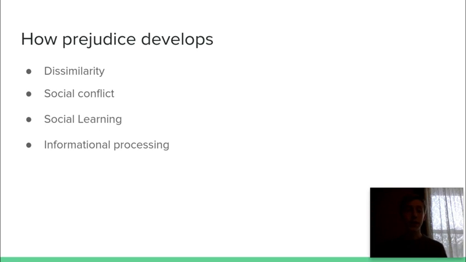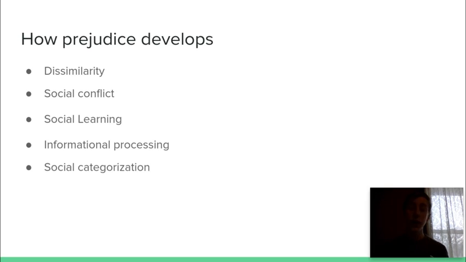The next one is informational processing, which is that prejudices act as cognitive filters through which we view the social world. We are biased in our views on others. So it's kind of how we filter out things that we don't agree on. We are biased to only our views and not what other people think of others.